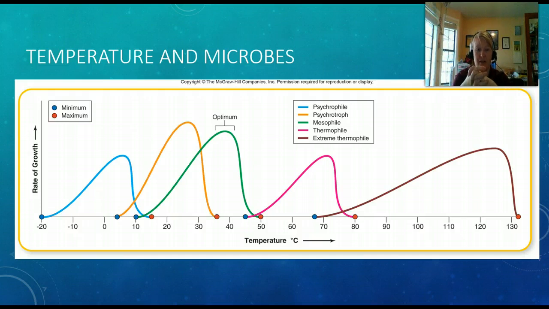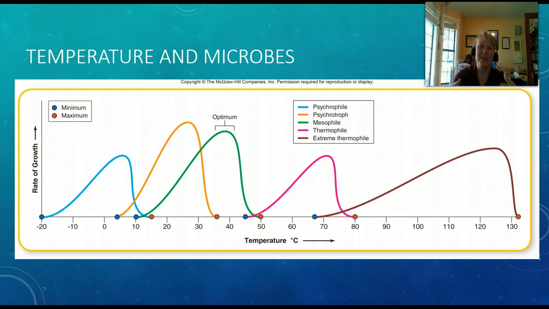These are the psychrophiles. These psychrophiles like the really cold temperatures. These are freezer and refrigerator temperatures. They like to grow in this range. Then we have the psychrotrophs. I'm sorry, the psychrotrophs grow at room temperature. Then we have the mesophiles. These are the ones you work with most often in lab.